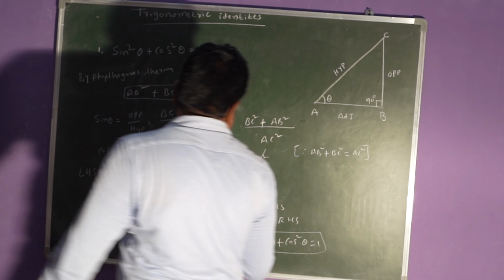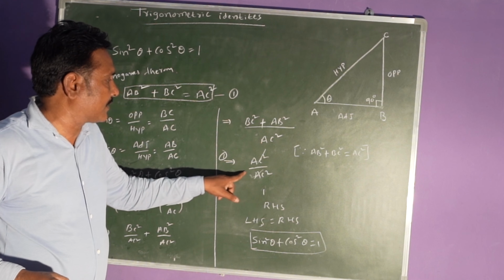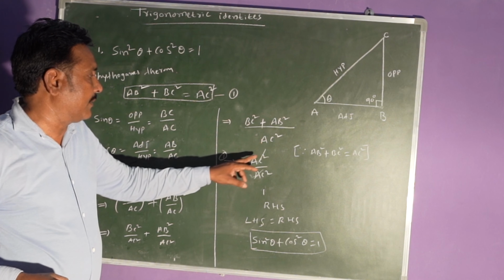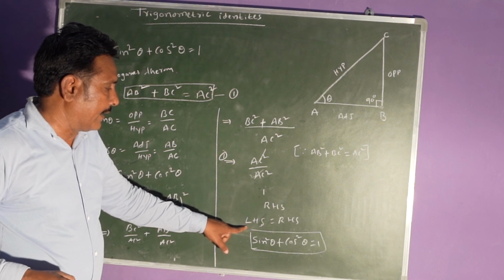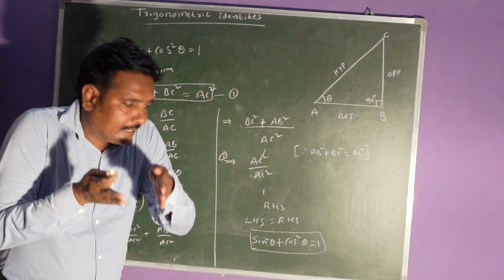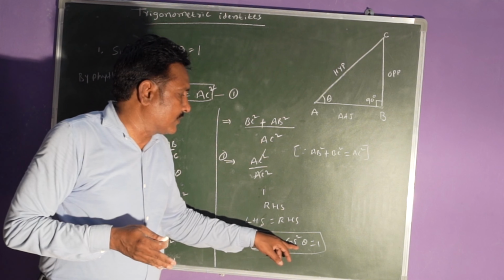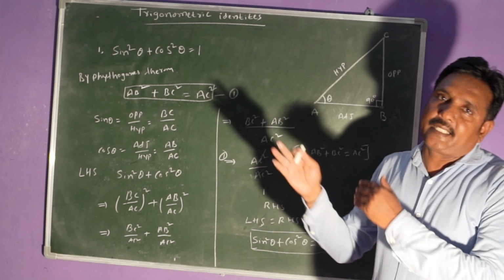Then 1 implies BC square plus AB square is equal to AC square. Therefore, AC square divided by AC square cancels, giving 1. 1 is the RHS. I took the LHS, and that answer is the RHS. LHS is equal to RHS. That's why sin square theta plus cos square theta is equal to 1. Is it clear? Thus, I will go to the second identity.